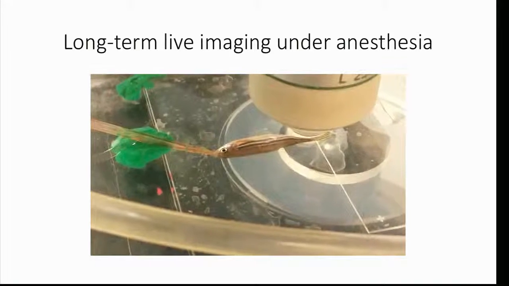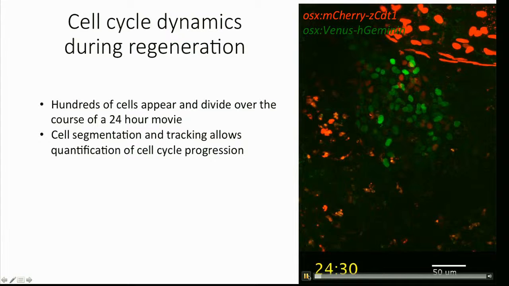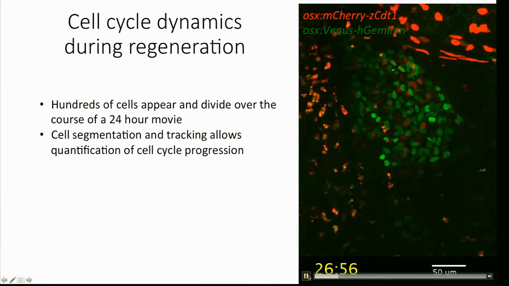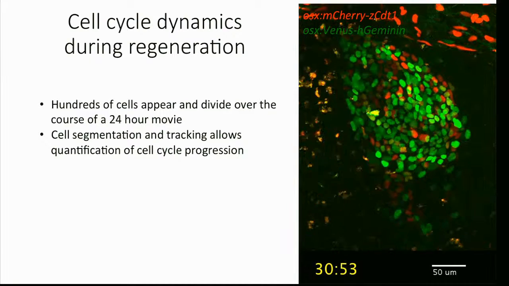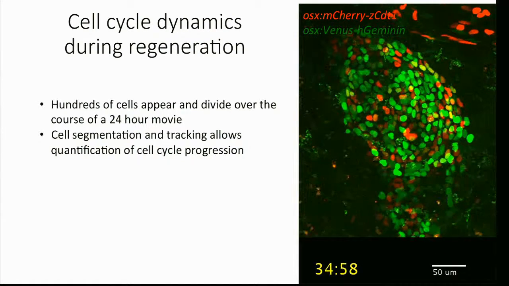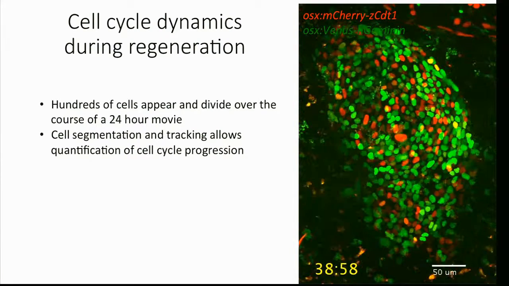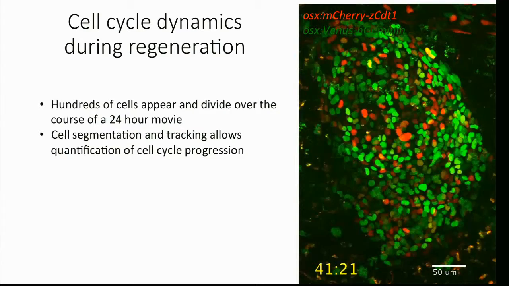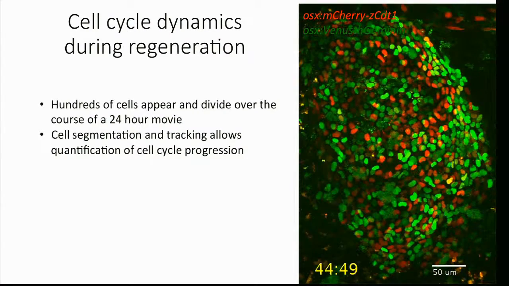So combining these technologies, we're able to generate movies of regeneration of 1 day or longer, and we're able to image hundreds of cells appearing and dividing over the course of this movie. And by combining cell segmentation software that was previously written and published by some of the D'Italia Lab's collaborators with tracking scripts that we've generated in-house, we're able to track hundreds of cells and quantify their progression through the cell cycle.